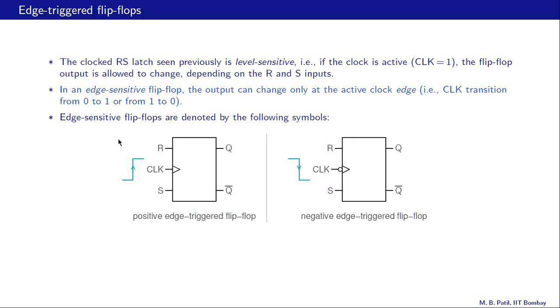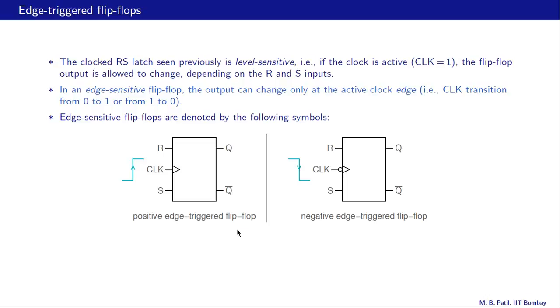And here are the symbols for edge triggered flip-flops or edge sensitive flip-flops. Here is a positive edge triggered flip-flop. That means it is triggered by a positive edge in the clock. What is a positive edge? It goes from 0 to 1. This is the symbol for a negative edge triggered flip-flop. It is triggered by a negative edge in the clock, which goes from 1 to 0, like that.